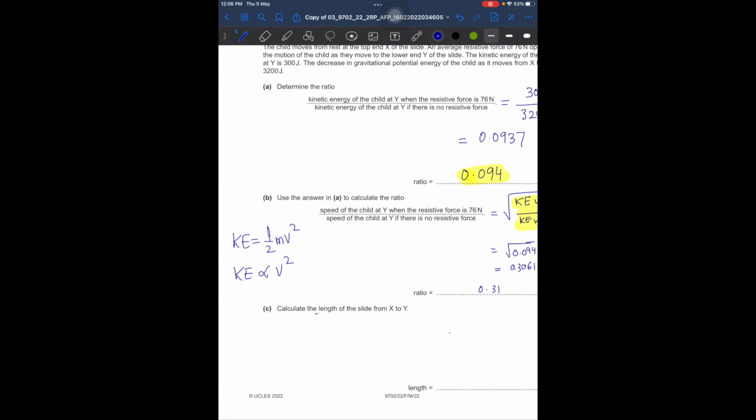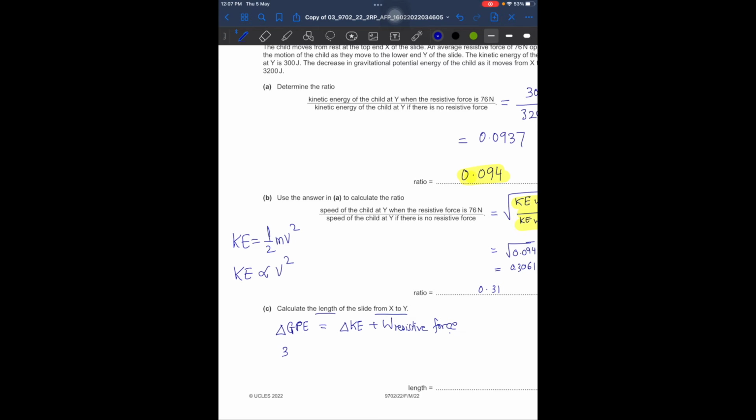Okay, now we want to find the length of the slide from X to Y. So for that, we need to know what's the energy conversion taking place. So the GPE, gravitational potential energy, the change or the decrease in GPE is going to appear as the increase in kinetic energy, and some of the energy has to be used for doing the work done against the resistive force.